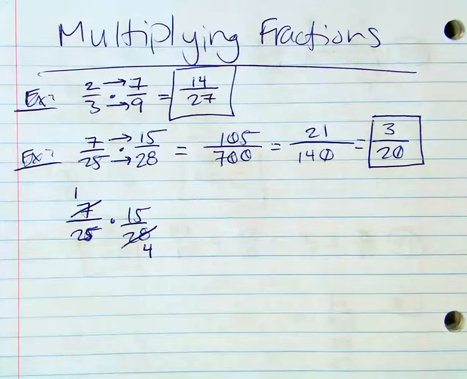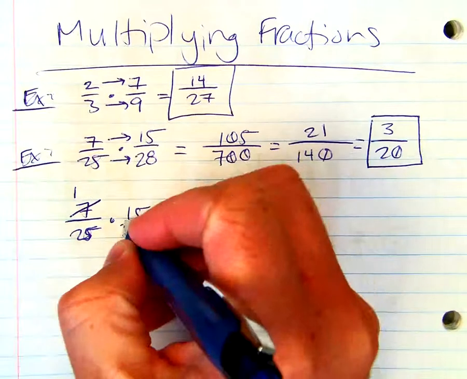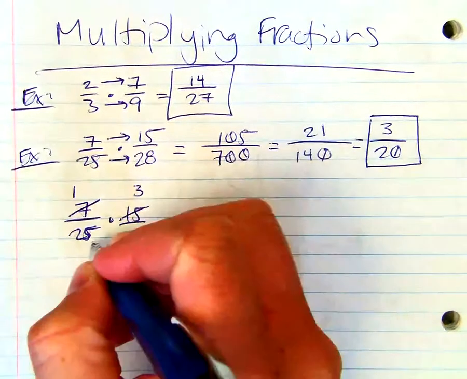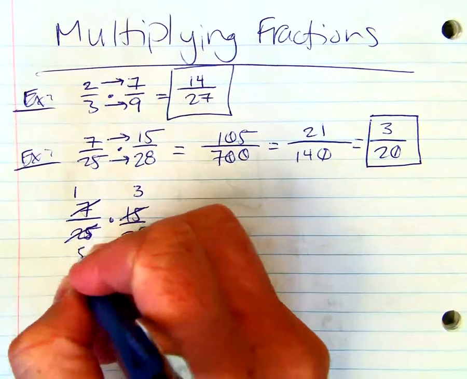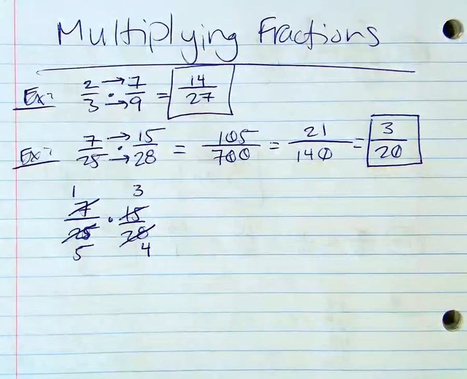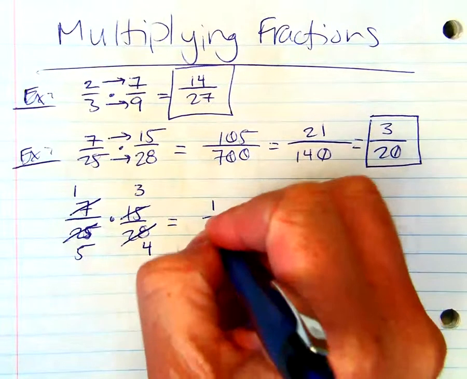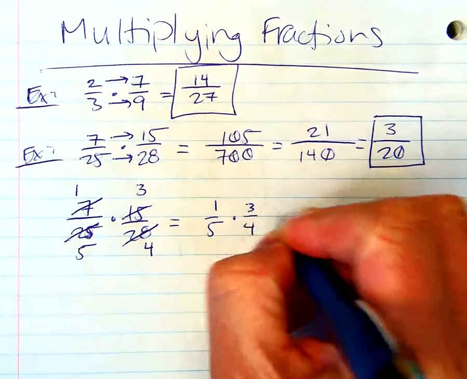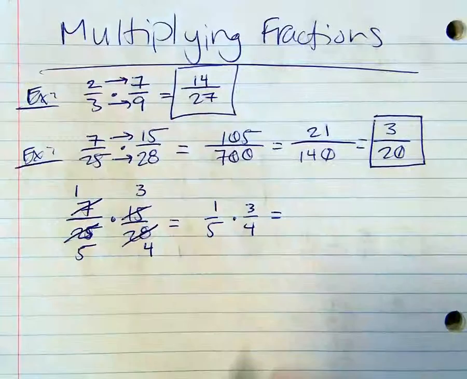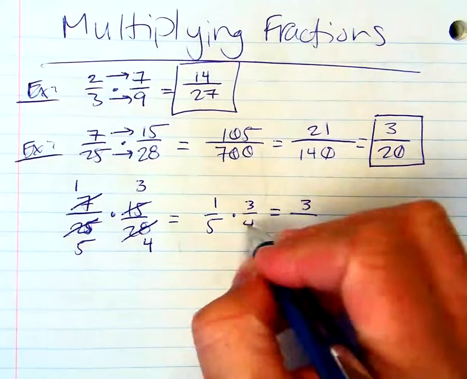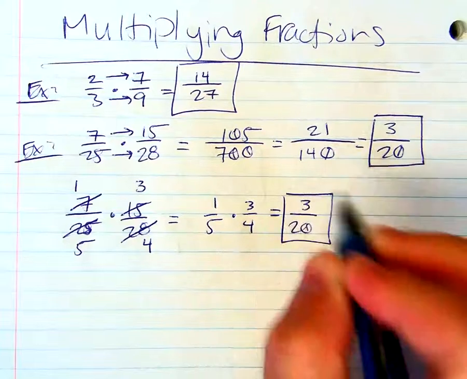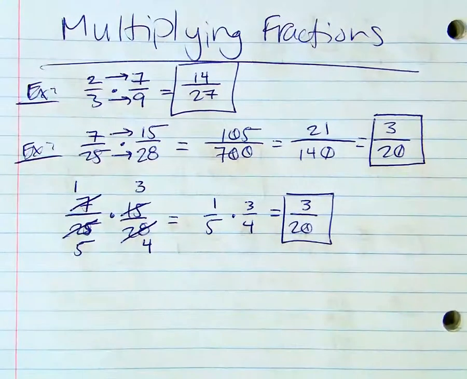15 and 25 are both multiples of 5. 5 goes into 15 3 times. 5 goes into 25 5 times. So now that I've cross-reduced everything, my new problem is 1/5 times 3/4. If I multiply these, 1 times 3 is 3, 5 times 4 is 20. It's the exact same answer, and I don't have to reduce anything at the end.